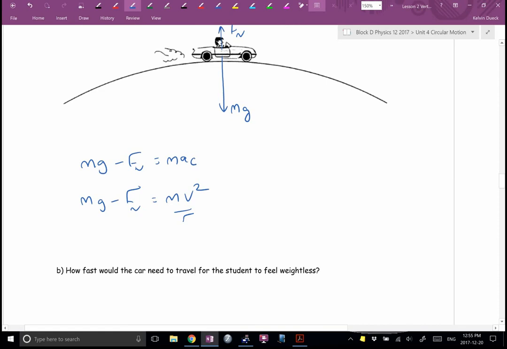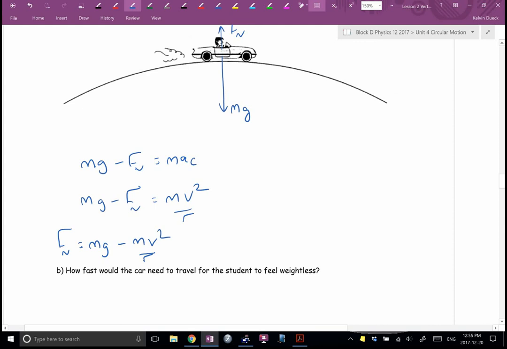Mitra, how will I get the Fn by itself? So the normal force is going to be mg minus mv squared over r. Pause. Will the student feel heavier or lighter at the top of this hill? Heavier or lighter? What's your normal? mg. So are we adding to mg or subtracting from mg? So you're lighter. This is the stomach feeling you get.